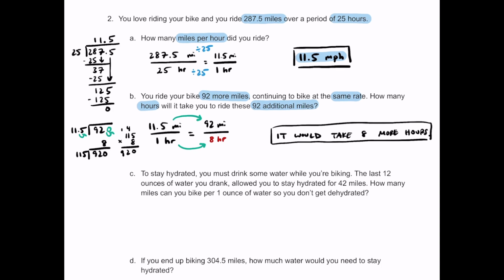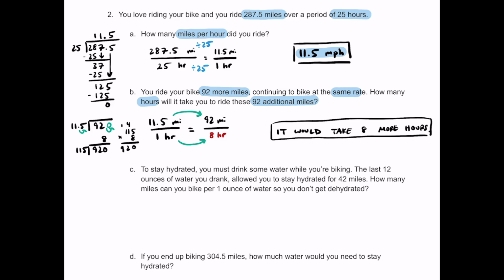All right, cool. So let's move on to part C. It says to stay hydrated, you must drink some water while you're biking. Okay, we're going to drink some water. Make sure you don't get too thirsty and get dehydrated. And the last 12 ounces of water you drank allowed you to stay hydrated for 42 miles. So when you drank 12 ounces of water, it let you keep biking for 42 miles.